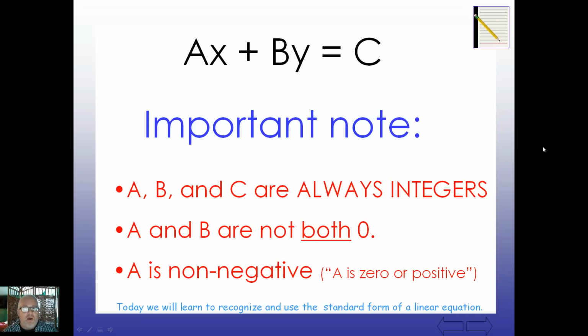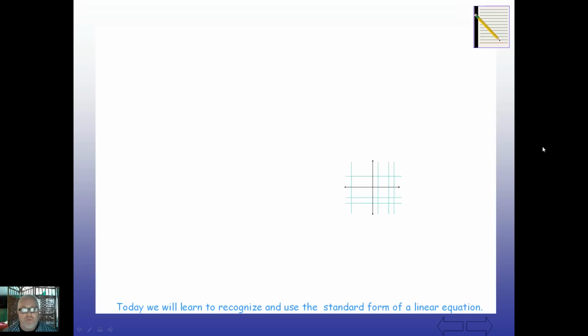A and b are not both 0. One can be 0. In fact, that's kind of helpful for us. But a and b are not both 0. And the coefficient of x there is non-negative, which means it'll be 0 or positive. So non-negative simply means it can be the number 0 or a positive number for a. And if it's not, then we need to do a little bit of manipulation to help us out.